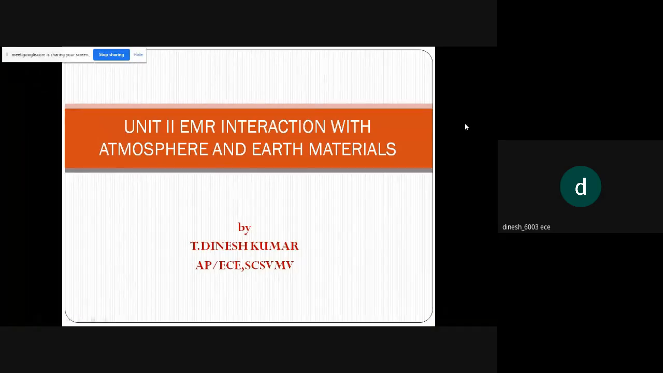In last week's class, we had seen the electromagnetic wave radiation interaction with the atmosphere. In today's session, we'll be dealing with the electromagnetic wave radiation interaction with the earth materials. When the electromagnetic wave radiation falls on the surface of the earth, how it reacts with those materials and how it reflects or refracts or transmits. So that we are going to see in this session.